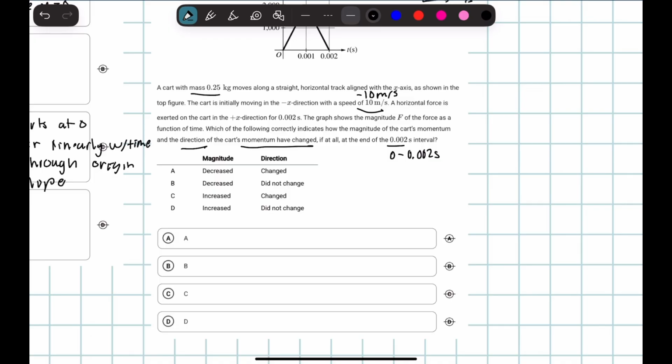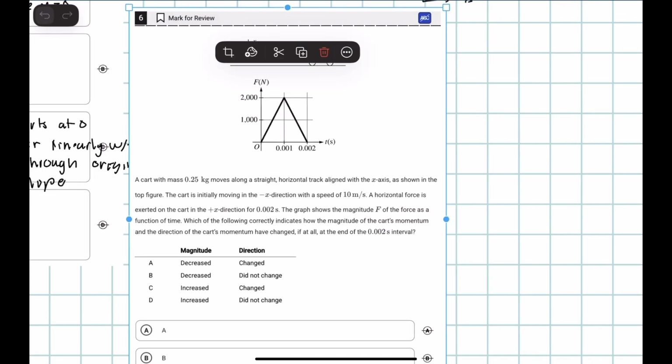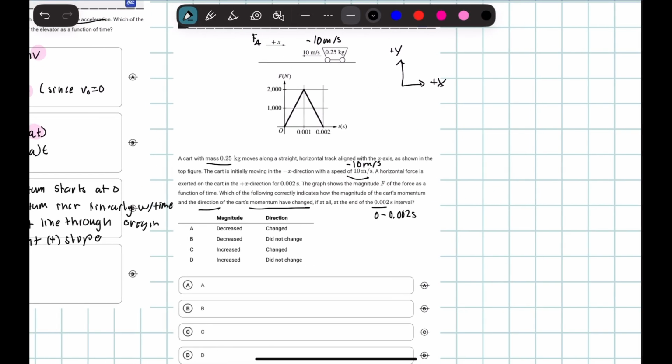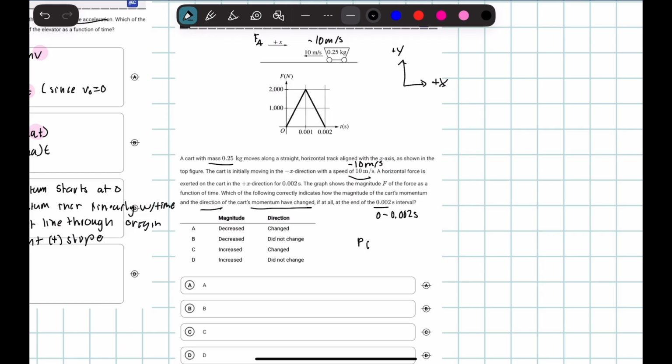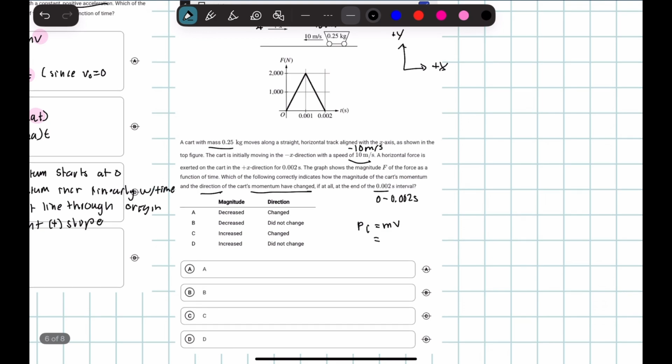If so, then what we can do is write the initial momentum, pi, which is equal to mv. The mass is 0.25, and the velocity is negative 10. So then you have negative 2.5 kilogram meters per second.